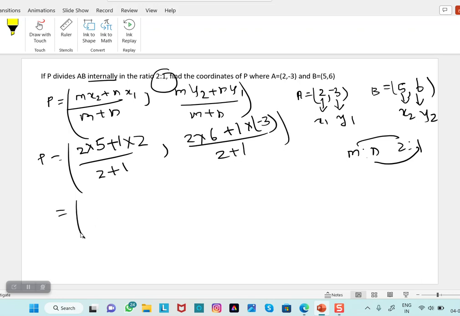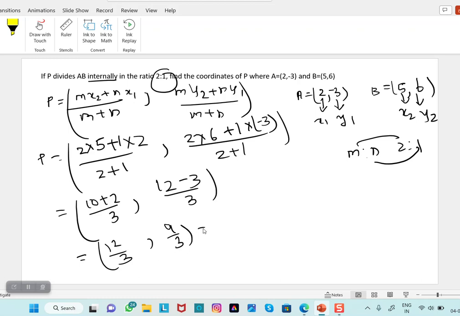So this gives us 2 5s are 10 plus 2, 2 plus 1 is 3, then you get 2 6s are 12 minus 3 upon 2 plus 1 is 3. This gives us 12 upon 3. This plus into minus will become minus. 2 minus 3 is 9 upon 3. This will become 24 upon 3. So this is how we get P.